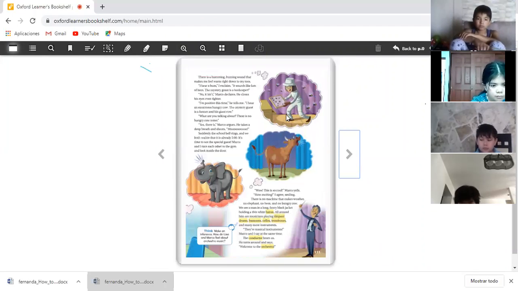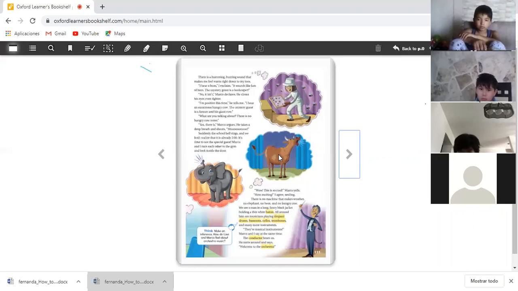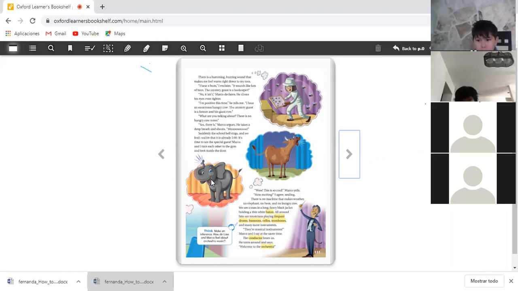They hear funny noises. She hears a cow going, moo, and she hears an elephant going like what? Right? She thinks there are animals next door. Right or wrong, Angelito? What do they do to listen clearly? They close their eyes.